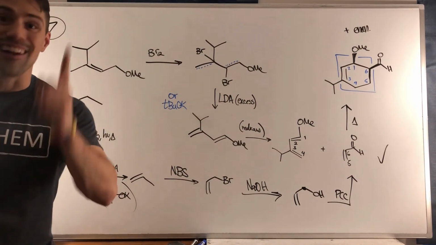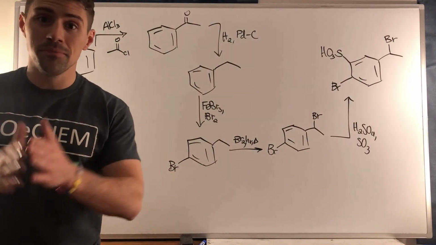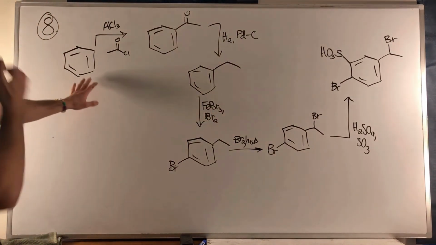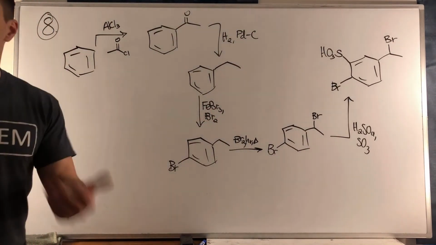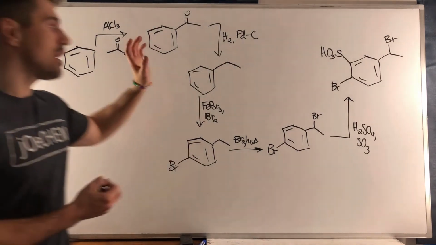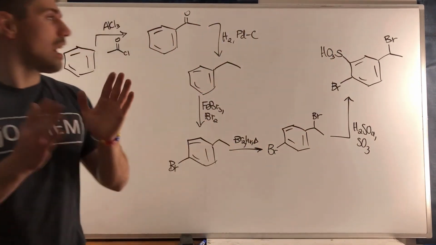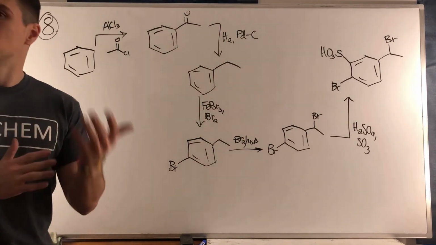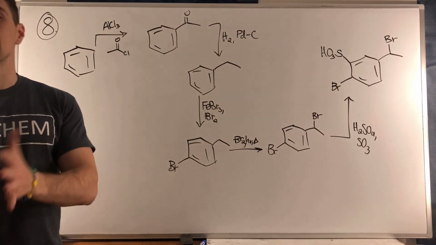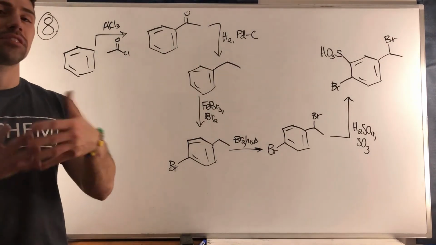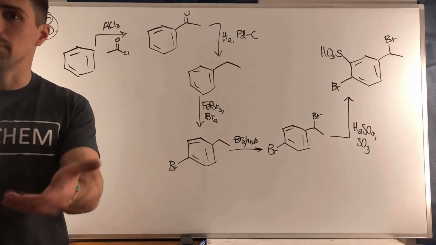Finally, on to 8. Okay, gang, for this last problem, we have a synthesis right here. So from benzene and any other carbon source necessary, we have to synthesize this over here. Now, I like this problem because there's a few different relationships going on, and based on how you identify them, it will lead you down synthetic pathways that you might choose.